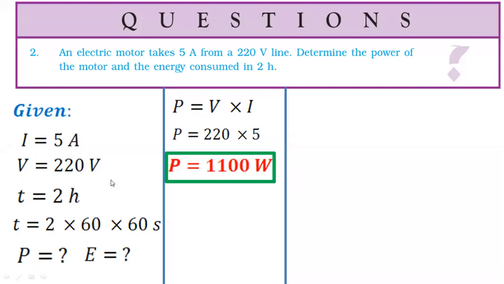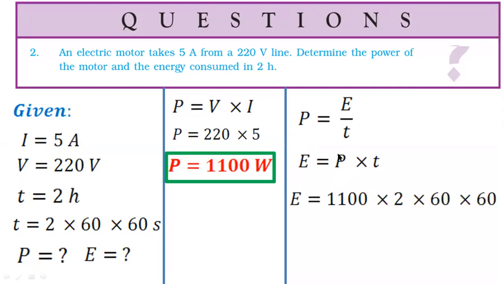Now, the second thing they are asking us to calculate is energy. That we can calculate from power, because power is equal to energy by time. So what we need to calculate is energy. What would be the value of energy? Energy would be equal to power into time. Put the values there. P is equal to 1100. Time is 2 into 60 into 60. Now just multiply and give me the answer. What will be the value of energy?